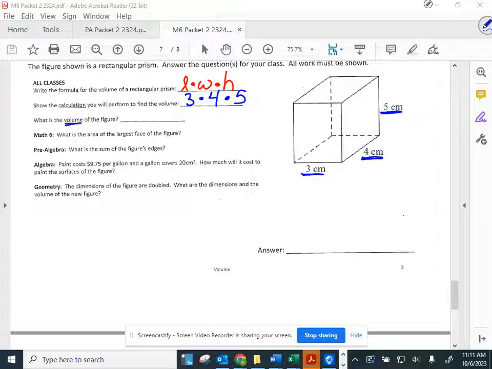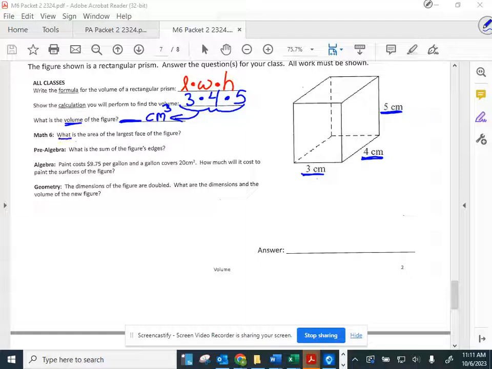Now we have to say what is the volume. So you have to actually do the math and you put the answer right there. So you do the math and the answer goes on the line. It is going to be 3 centimeters that got multiplied, so it's centimeters cubed. Because we multiplied 3 centimeters together. So your measurement will be centimeters cubed. But you have to put what the actual answer is in front of that.